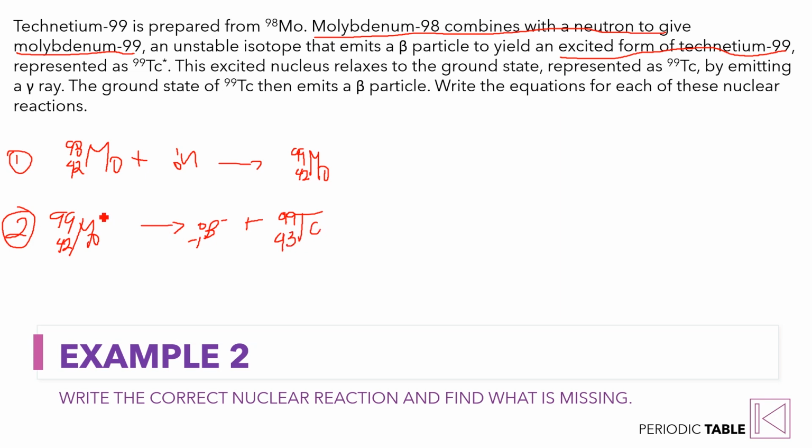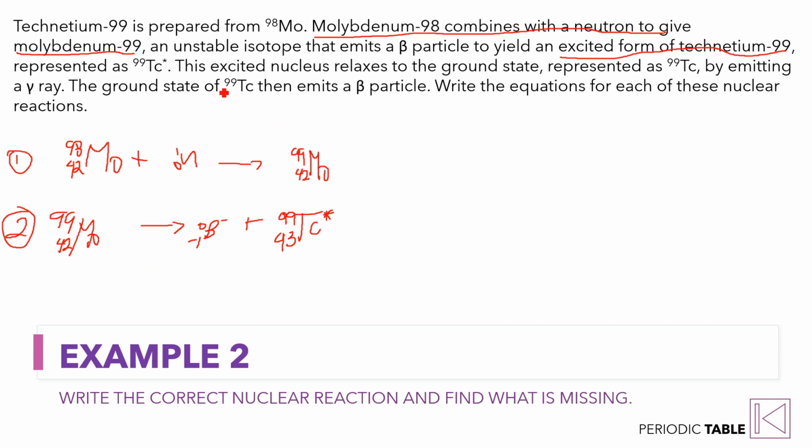So, let's go back. Check na natin kung balance. So, 99 plus is to 0 plus 99. So, balance 99, 99. Ito, minus 1 plus 43 is 42, right? 42 nasa left. So, it's balance. So, this, sabi niya, excited daw to. So, dapat meron niyang asterisk pagka-excited form. No?